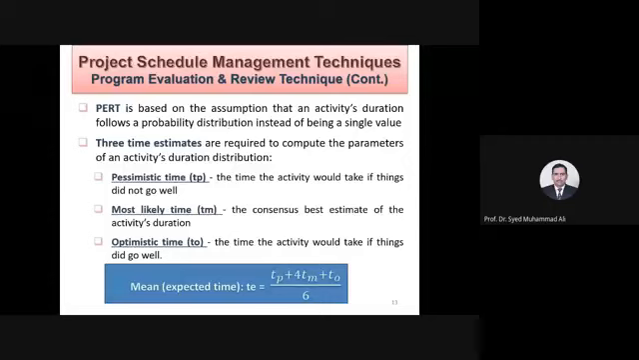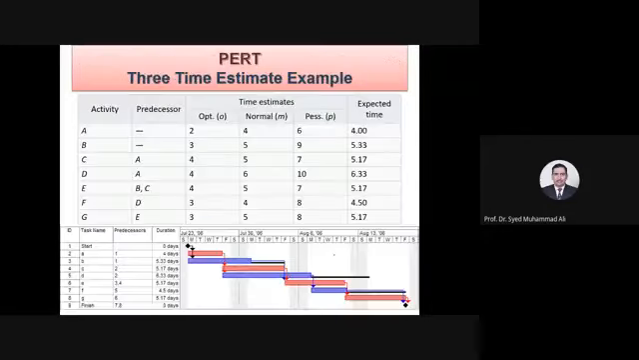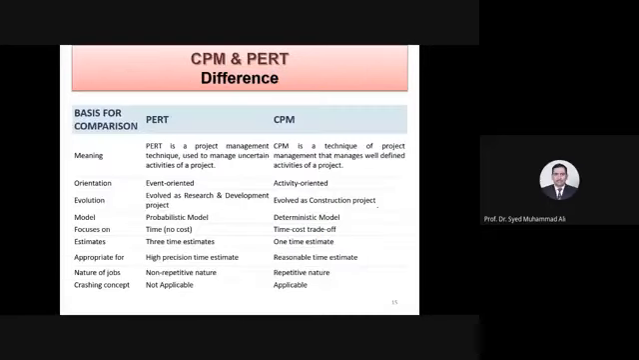This we have already discussed: pessimistic time, most likely time, optimistic. We have done it already. This is how it is telling you: 2 plus 4 times 4 plus 6. So this will be 16 plus 6, 22, and 2, 24, divided by 6, 4, and so on with all of them. So this is how to calculate the expected time. This is the difference between CPM and PERT.